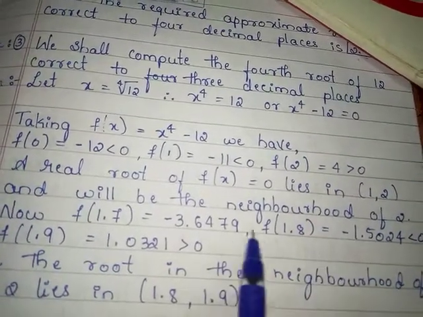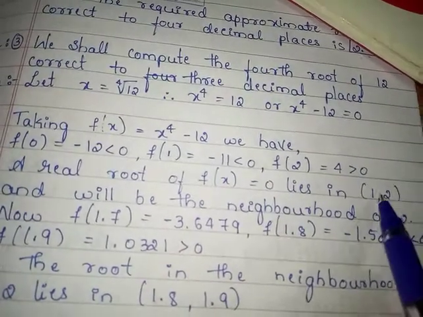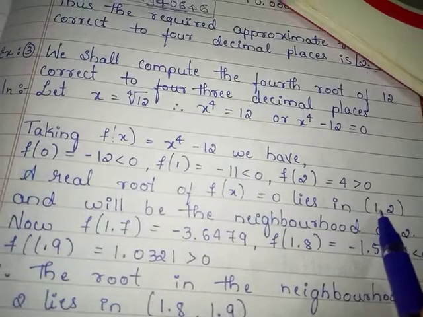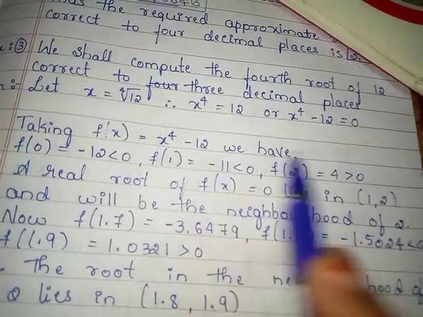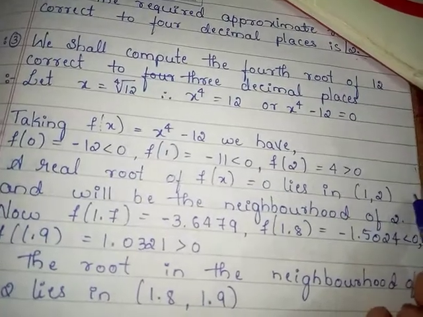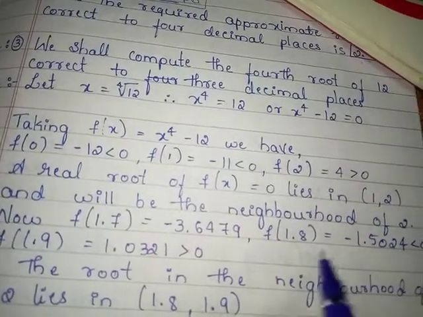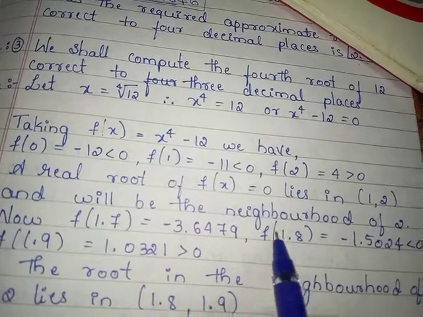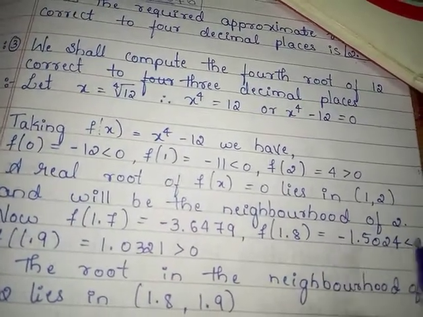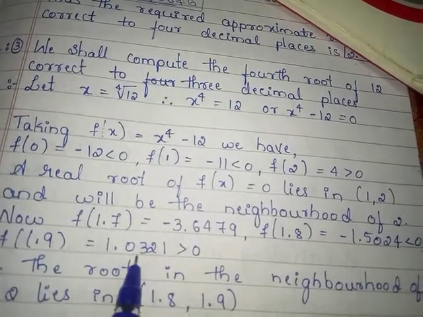To find the value of a and b, start with 1, 1.1, 1.2. The value of f of 1 is minus 11. Go to the next value, that is 1.1. Next 1.2, 1.3, 1.4, like that. All the values are negative up to 1.8. f of 1.8 is a negative value. After that, f of 1.9 is a positive value.